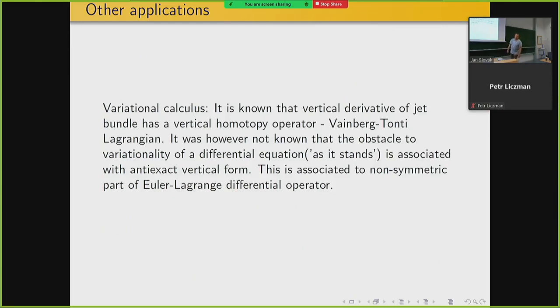Okay, by the way, you can also try to apply this decomposition into exact and anti-exact parts in variational calculus, but we tried, and the only thing we found is that this anti-exact part is responsible for non-variationality of the Euler form, or well, it's not called Euler form. If you take differential equations and make the Euler form, then you apply the vertical derivative on this, and if it's 0, then the equation is variational. If not, then it's not variational. And if it's not variational, it means that this original form was anti-exact.